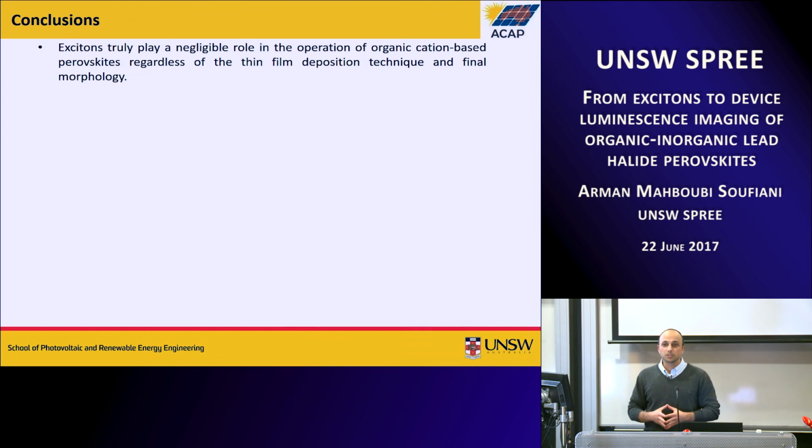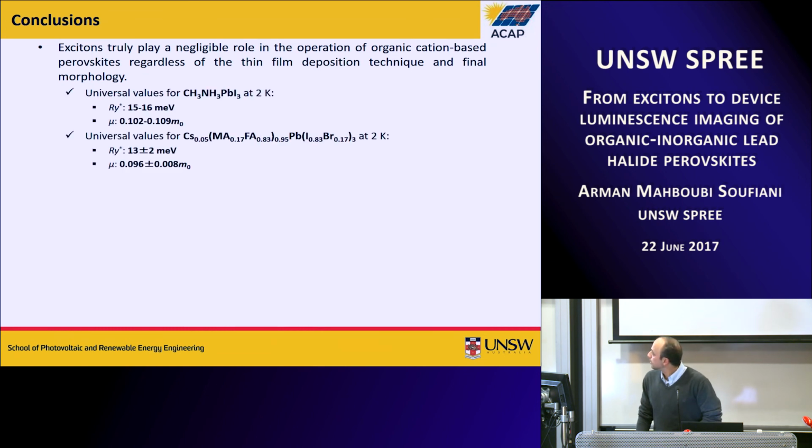When you go to room temperature, the thermal energy is around 26. So easily the excitons can be dissociated into free carriers upon formation, upon illuminating the semiconductor, right? So they truly play a negligible role in the operation of perovskite solar cells, regardless of the fabrication technique, the morphology, the microstructure of the perovskite layer. Here I present some universal values for these parameters.